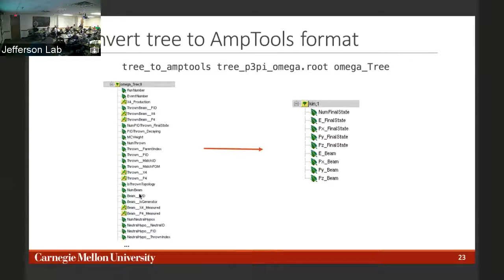What happened to the combinations? So now for every combination that's passed all of our cuts, it gets into this AMP tools tree. As separate events? As separate entries. So for each one, you have some set of four vectors that describes that particular thing that passed your cuts, right? So you have the four vectors for the proton and the 3 pions and the energy of the beam.